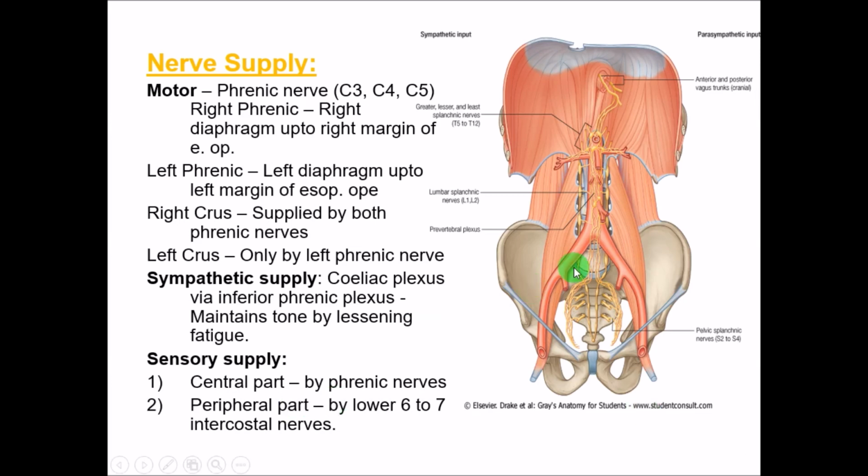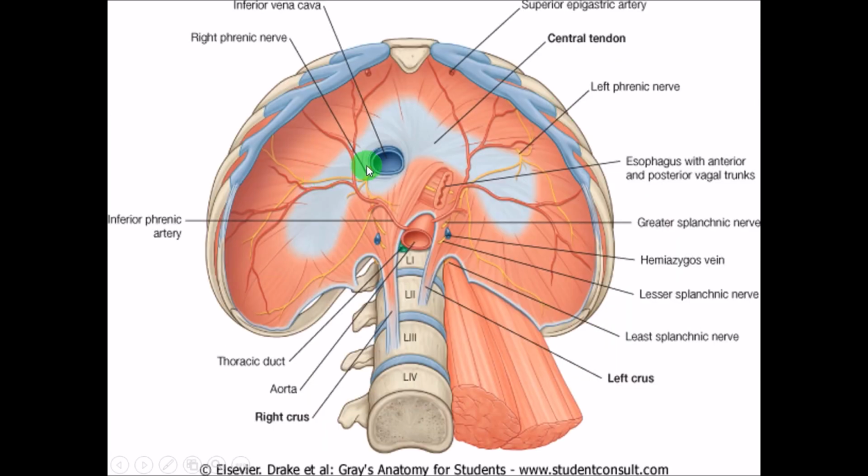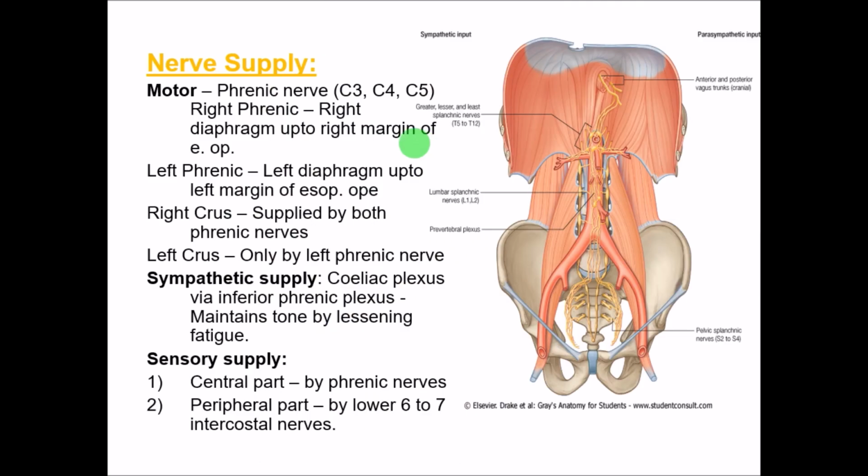The right phrenic, so as you have seen in the picture previously, the right phrenic and the left phrenic. So there are 2 phrenic nerves which are supplying this diaphragm. The right phrenic will be supplying the whole of the diaphragm up to the right margin of the esophageal opening, up to this margin. So this whole part, the right side of the diaphragm, will be supplied by the right phrenic. The left phrenic will be supplying the whole of the diaphragm, the left side, up to the left margin of the esophageal opening. So it means the 2 phrenic nerves will completely supply the whole of the diaphragm.